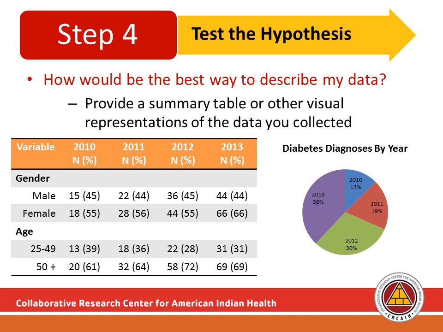So what would be the best way to describe the data you collect from your medical record review? I would recommend providing a summary table or other visual representation of the data you collected. You could provide frequencies and percents for variables such as gender, race, diabetes diagnosis, and marital status. You could do the same with age if you wish to group age into categories such as 25 to 49 and 50 years old and older. Or you can provide means and standard deviations. You could also present summary data in different ways, such as through the use of pie charts or bar graphs.